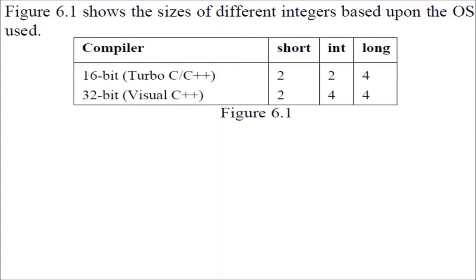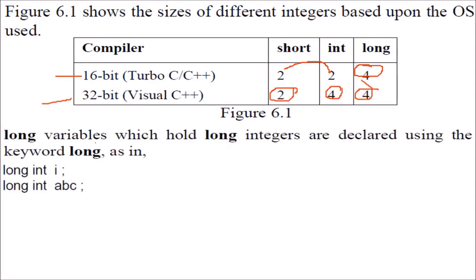So this is the summarization. If you are dealing with a 16-bit compiler, the short will be 2 bytes, integer will be 2 bytes, but the long will be 4 bytes. If you are dealing with a 32-bit compiler, short will be 2 bytes, integer will be 4 bytes, and long will be 4 bytes. So how to declare them?